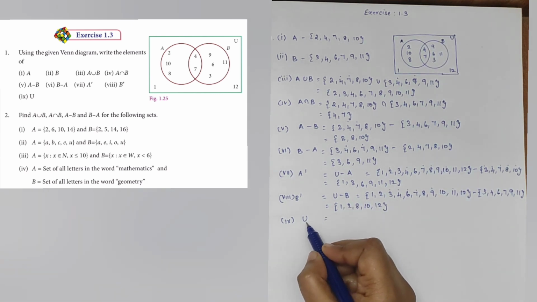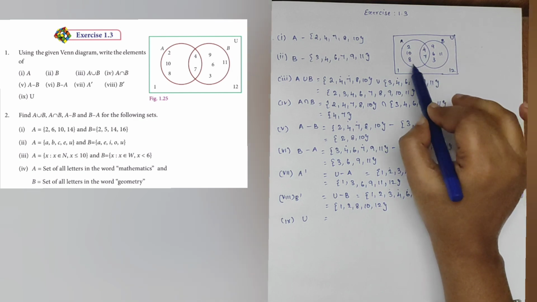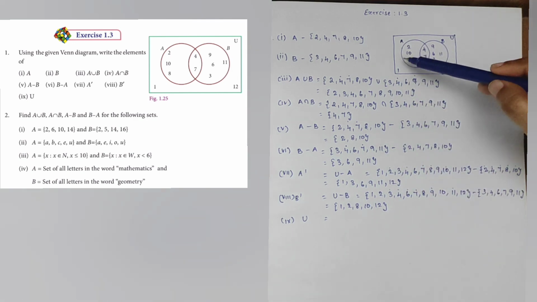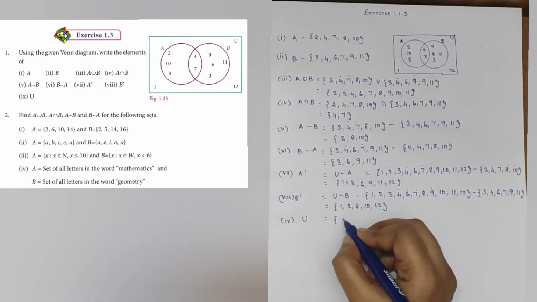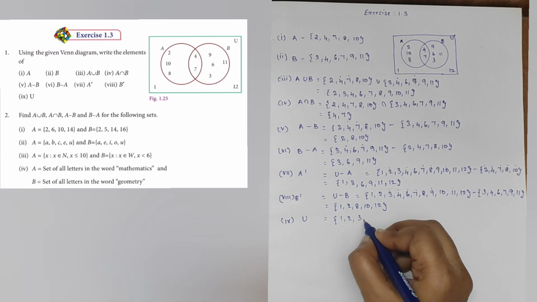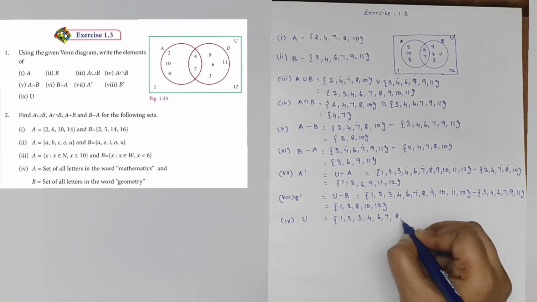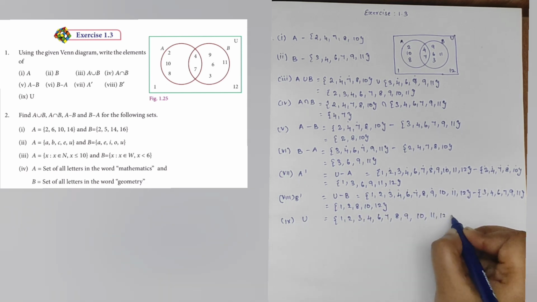Next question, for universal set U, you have to list out all the elements which are given in this Venn diagram. That is 1, 2, 3, 4, 6, 7, 8, 9, 10, 11, 12. Okay. So list out all the elements.